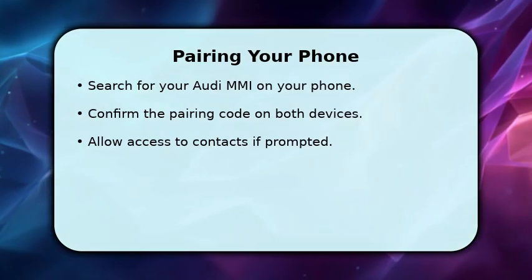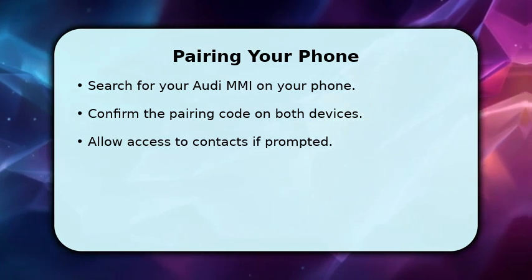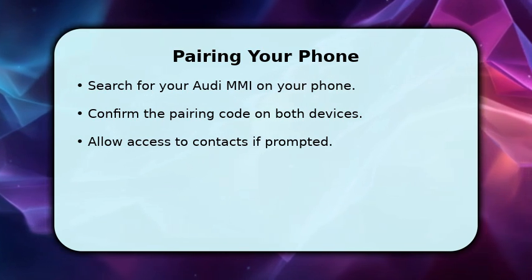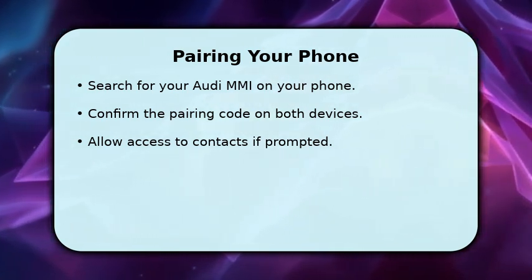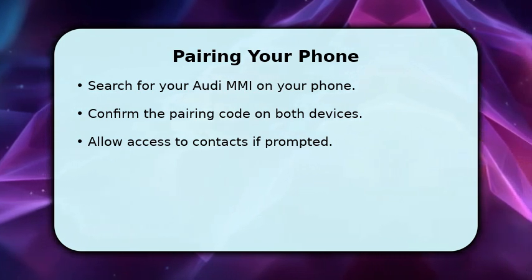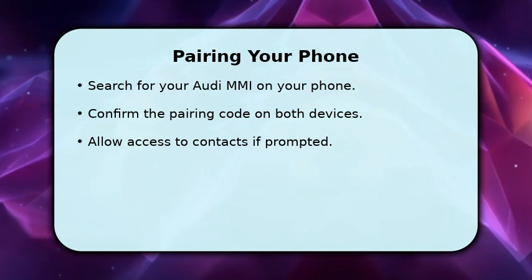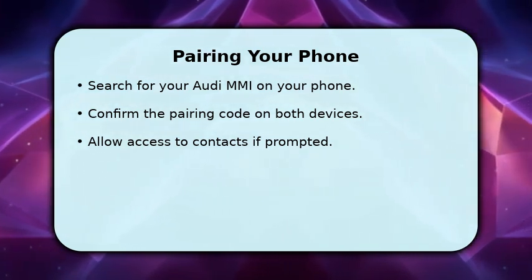Once your Audi's MMI is in pairing mode, open your phone's Bluetooth settings and search for available devices. Select your Audi MMI from the list. A pairing code will appear on both screens. Confirm it matches. You may be asked to allow access to contacts. Your phone is now successfully paired for both calls and audio streaming.